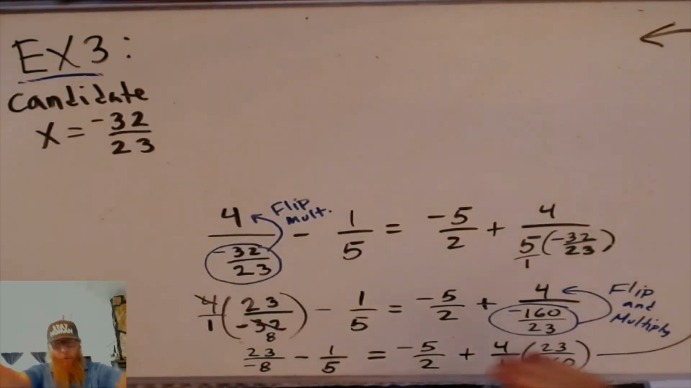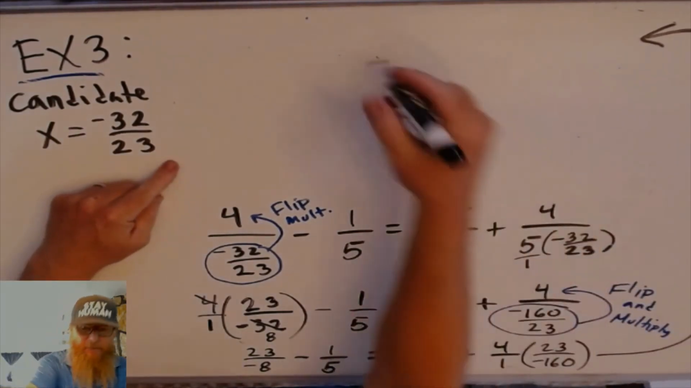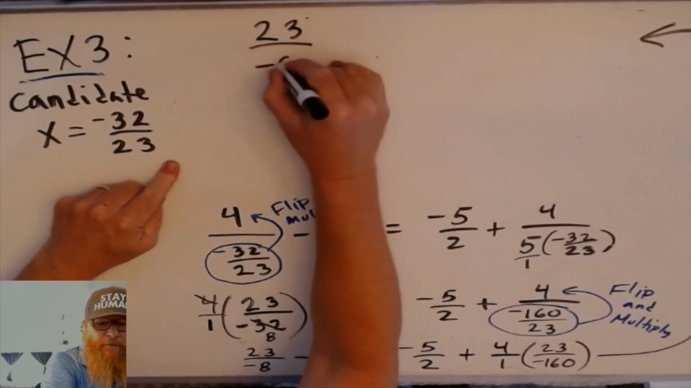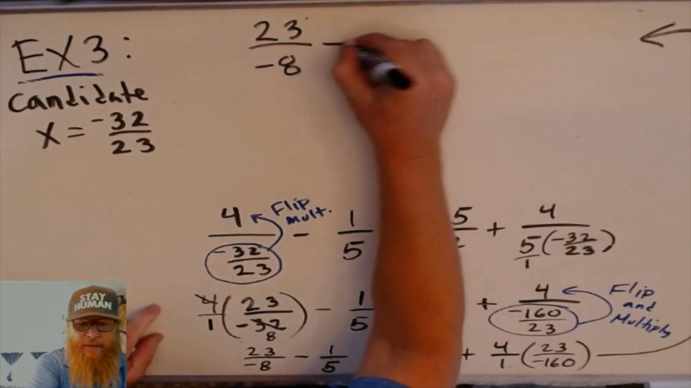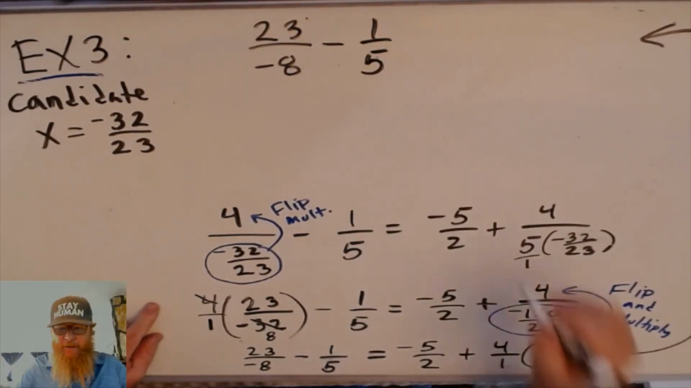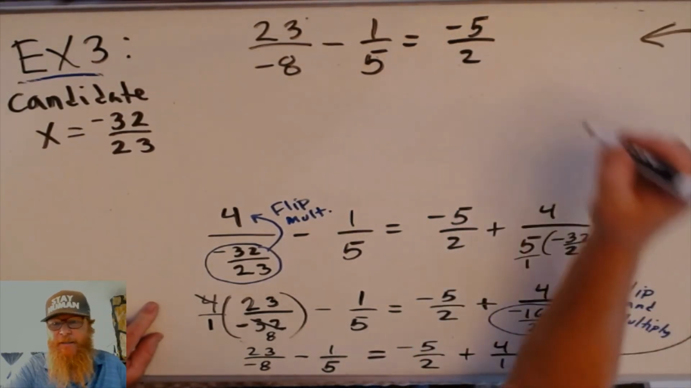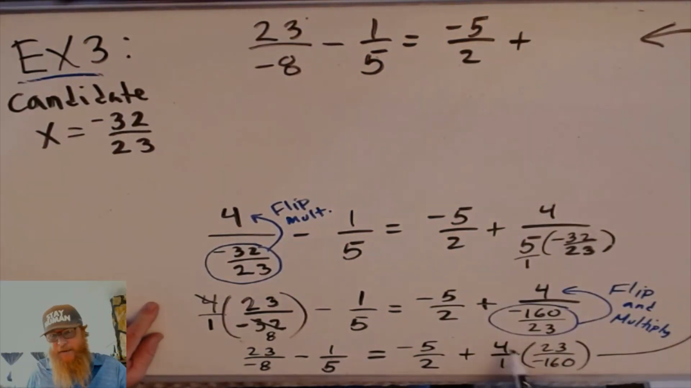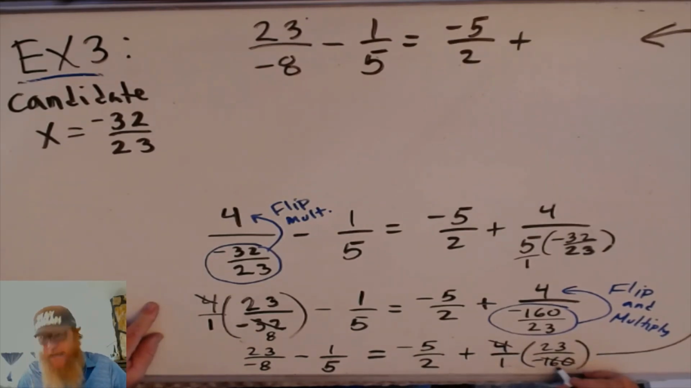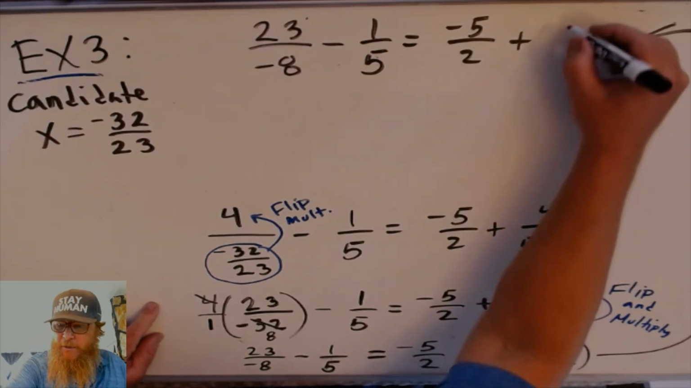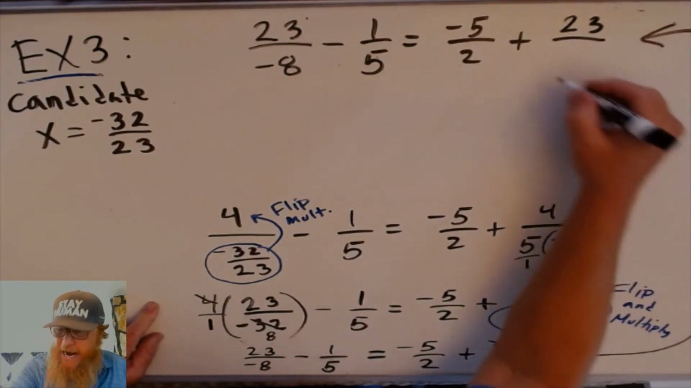If I had a bigger whiteboard, I would just keep working down, but I'm all out of space. I got to run back up here to the top. So I've got 23 over negative 8 minus 1/5 is equal to negative 5/2 plus, now down here I can cancel, 4 goes into 160 40 times. So that's going to be 23 over negative 40.